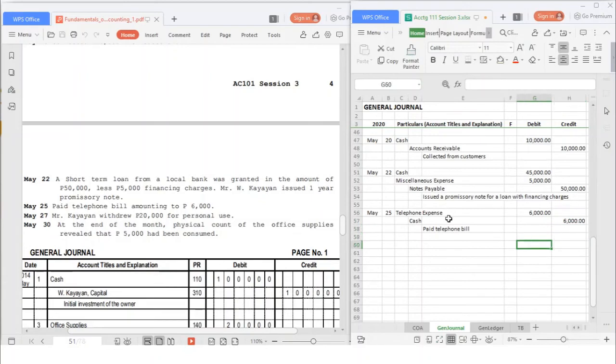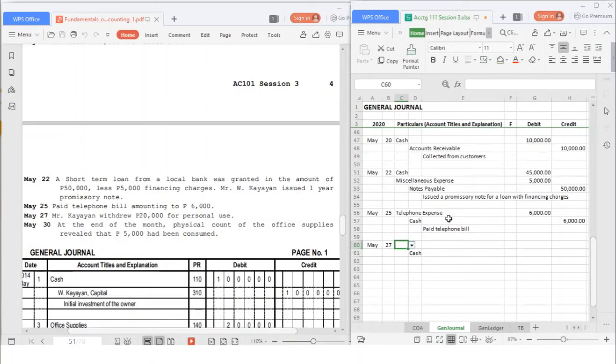And then you have May 27. Mr. Kayayan withdraw 20,000 for personal use. So, ni-withdraw siya og 20,000. Na unsa nga account ang affected? So, first, we have, of course, ang pinaka-obvious cash. So, ni-decrease imuhang cash. So, para ma-decrease imong cash, imo siya i-credit. Now, unsa ang imong i-debit?